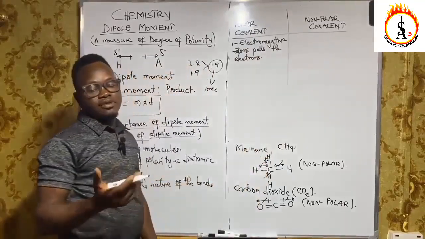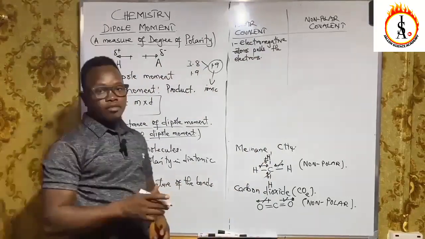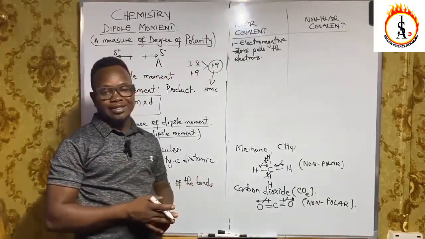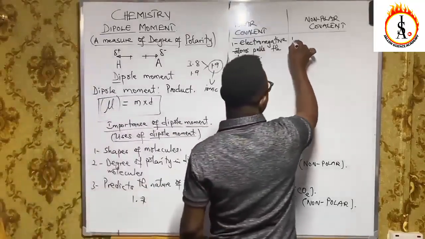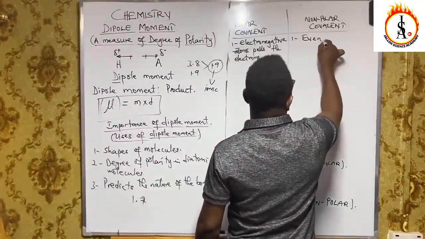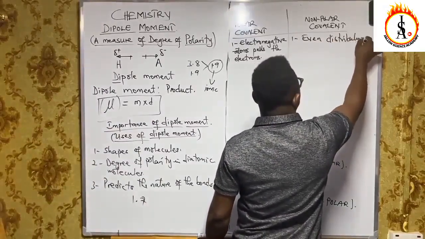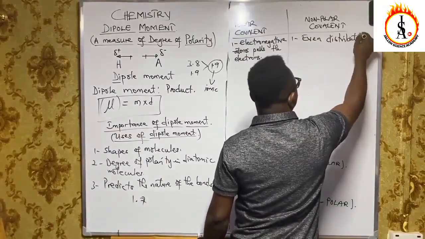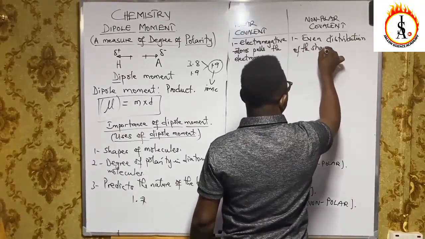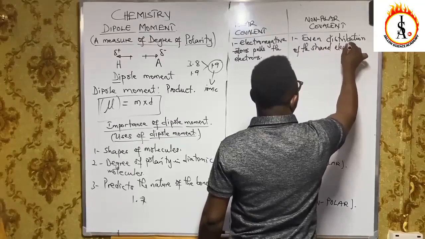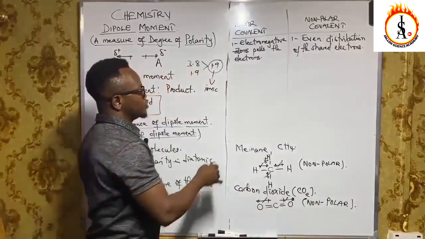So the electronegative atom pulls the electron towards itself, whereas in non-polar covalent, the shared pair of electrons is evenly distributed. So there is an even distribution of the shared electrons.